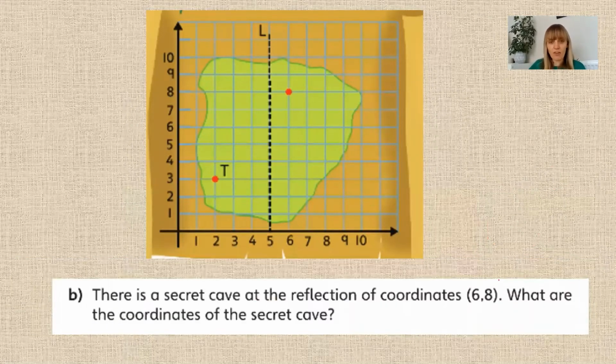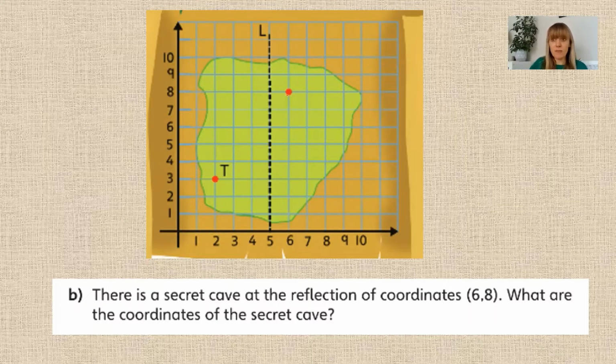Now the second part, it says there is a secret cave at the reflection of the coordinates 6, 8. What are the coordinates of the secret cave? So here we go. We've 6, 8. So starting at 0, we're going along 6, and then we're going to go up 8. And that's already marked on the map, look. But it says this isn't where the secret cave is. The secret cave is at a reflection of that coordinate.